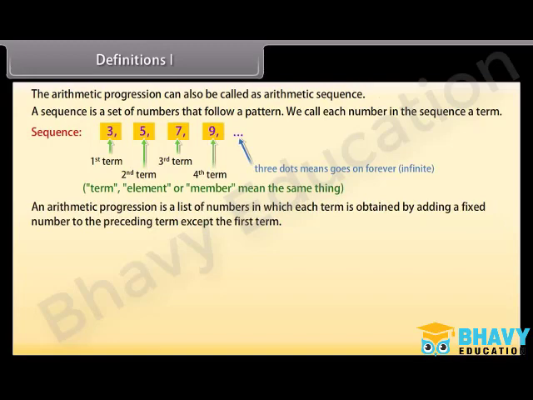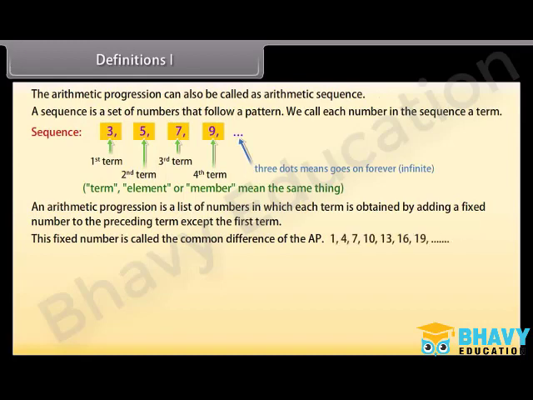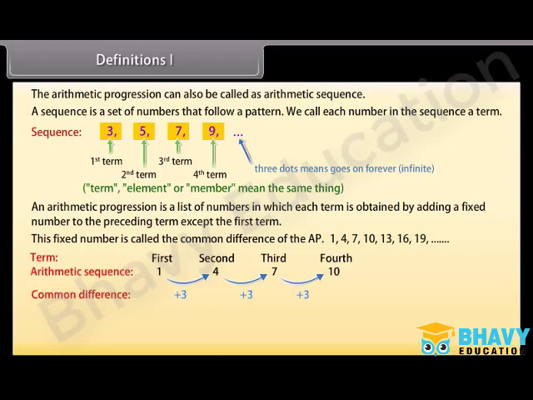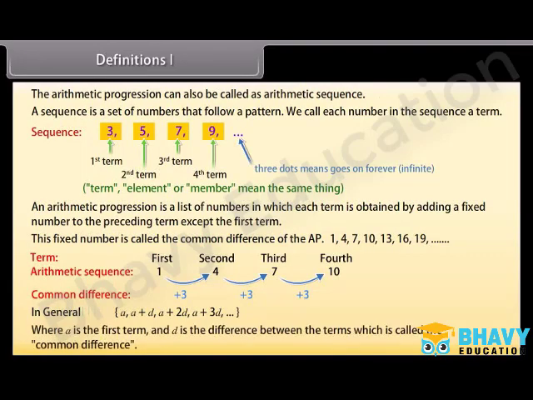An arithmetic progression is a list of numbers in which each term is obtained by adding a fixed number to the preceding term except the first term. This fixed number is called the common difference of the AP. Look at this sequence. We can see here that the common difference is 3. In general, we can write an arithmetic sequence like this: A, A plus D, A plus 2D, A plus 3D, and so on, where A is the first term and D is the difference between the terms, which is called the common difference.